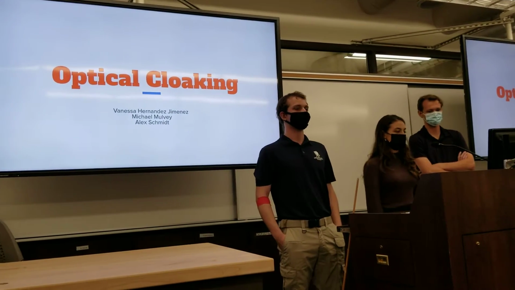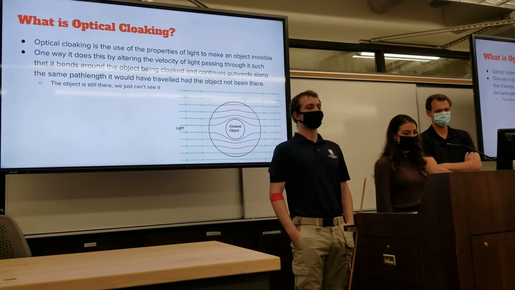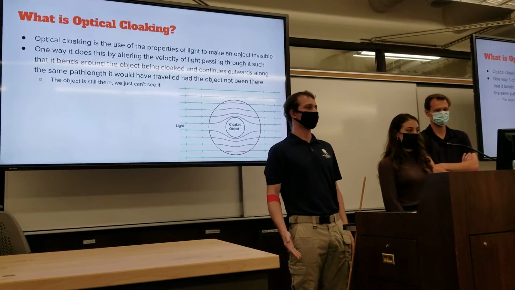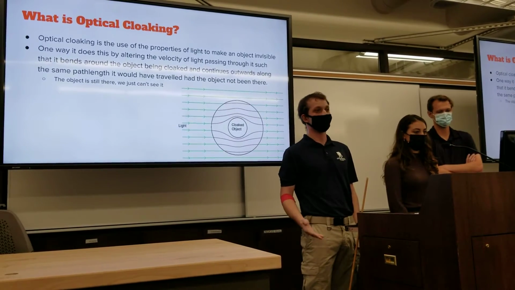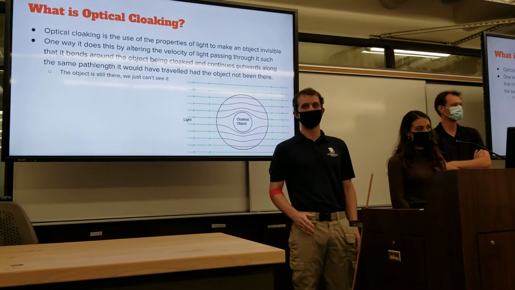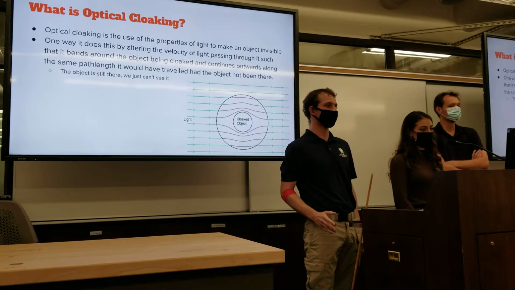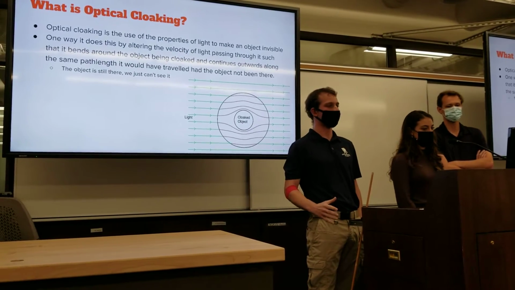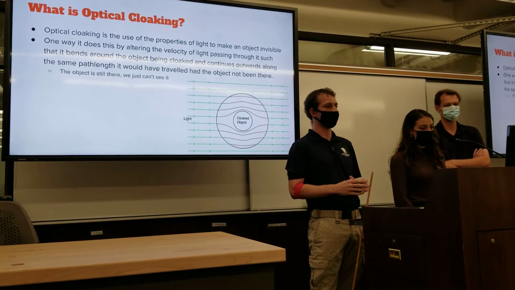Project we are going to dive into. So first of all, we're going to cover what is optical cloaking. Optical cloaking is essentially altering the properties of light, or using those to our advantage, to try and make an object invisible. One way we do this is by altering the velocity of light in a given material such that the light bends around a certain region of space, and in that region of space is where we put the object we want to cloak.